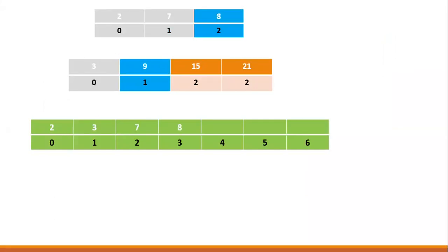And finally, because all the elements of array 1 have already been used, it has crossed the upper bound. All the remaining elements of array 2 will be copied one by one into array 3.